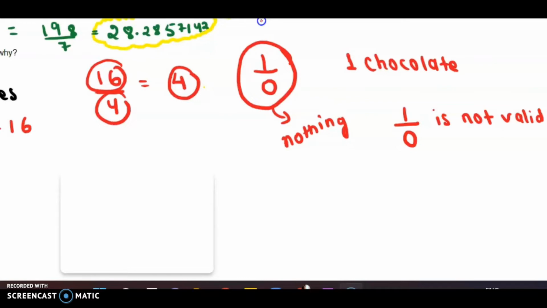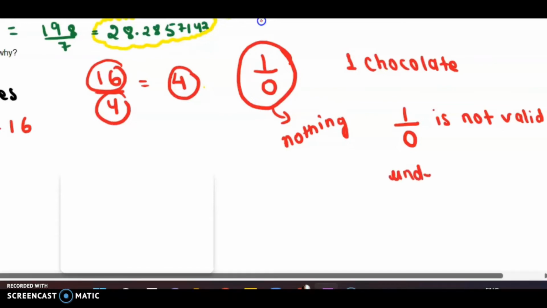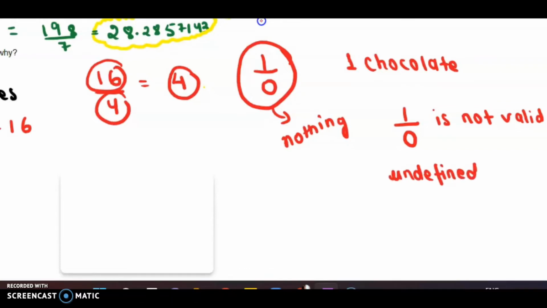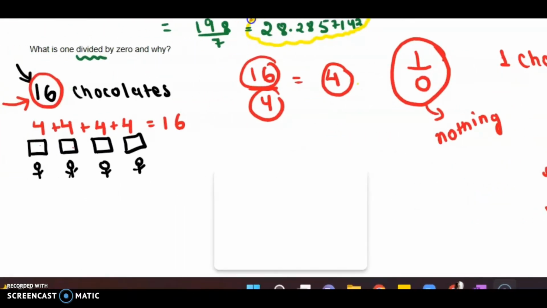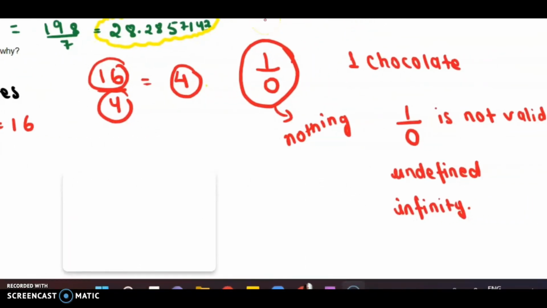There is another term for not valid, which is undefined. So 1 upon 0 is undefined, and we can also say that the value of 1 upon 0 is infinity. Now you must be very curious to know what this infinity is. I will explain it in the next question. I hope you understood the answer to what is 1 divided by 0 and why. The answer is that 1 divided by 0 is not possible, or we can say the answer is undefined or infinity.